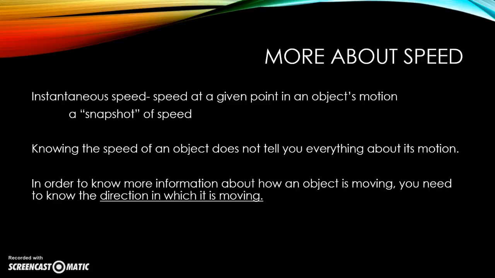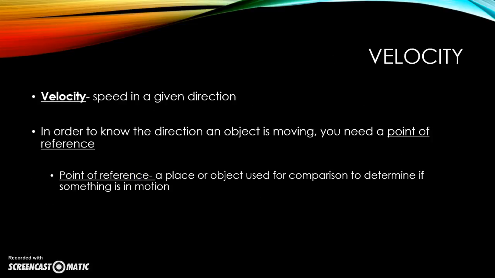Instantaneous speed is basically just a snapshot. So at one point where it's in motion, you're taking almost like a picture, and that's the speed you're going to get. But knowing the speed of an object does not tell you everything about its motion. In order to know more about how something's moving, you need to know the direction in which it's moving. So basically, velocity is speed in a given direction. So if something's moving at 5 meters per second, that would be speed. If it's 5 meters per second toward you, that'd be a velocity.